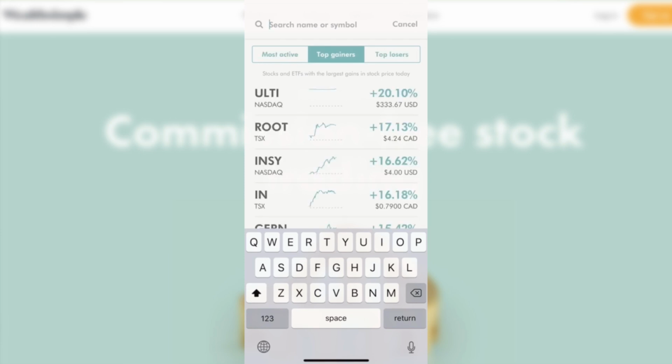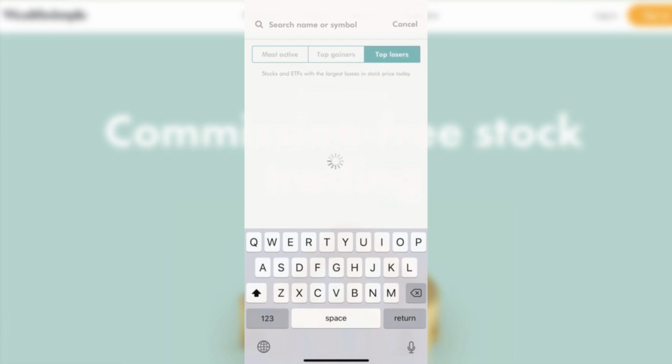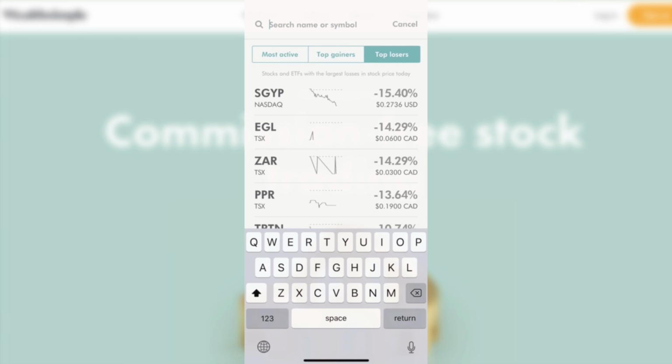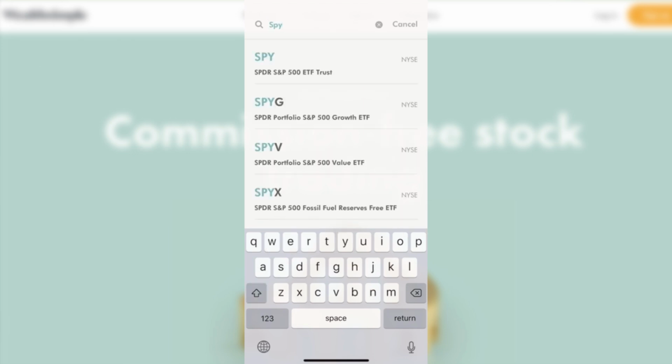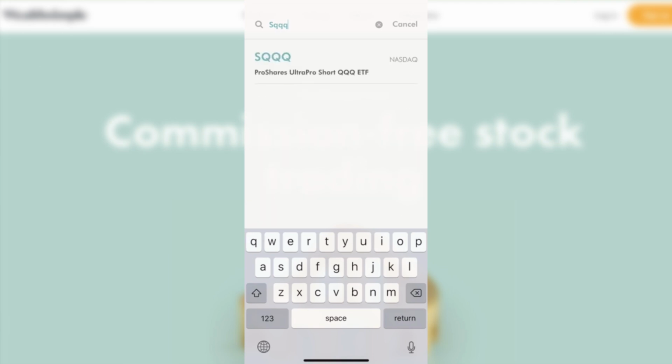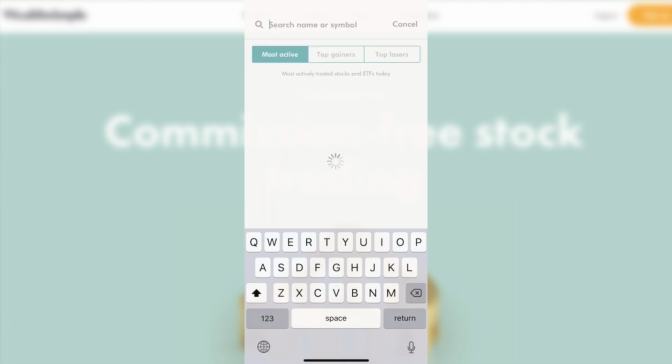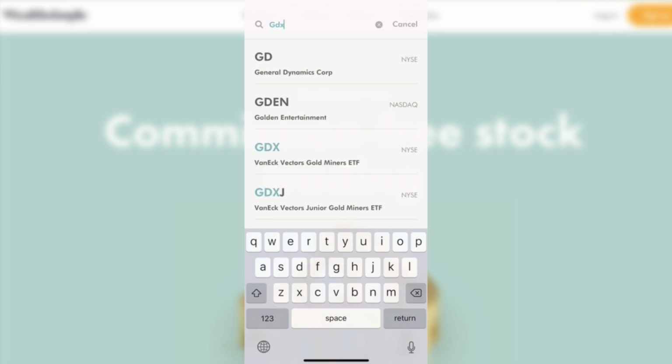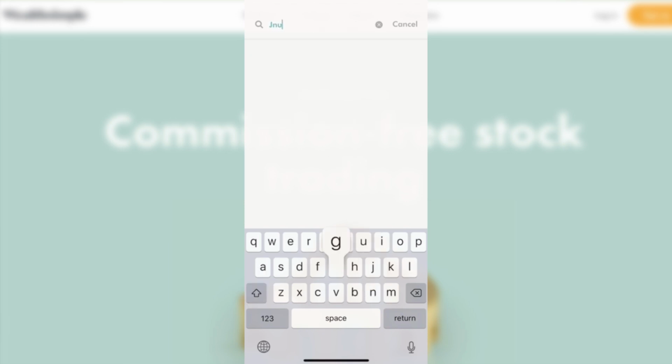They have the basic watch lists like the most active, top gainers, and the top losers. And up here we can search for our own stocks. They have the major stocks and ETFs such as SPY, SQQQ, but they're still missing some. What I really like is GDX, the gold miner. Oh, they do have that. Okay, that's great. Do they have JNUG? They do have JNUG. That's awesome.